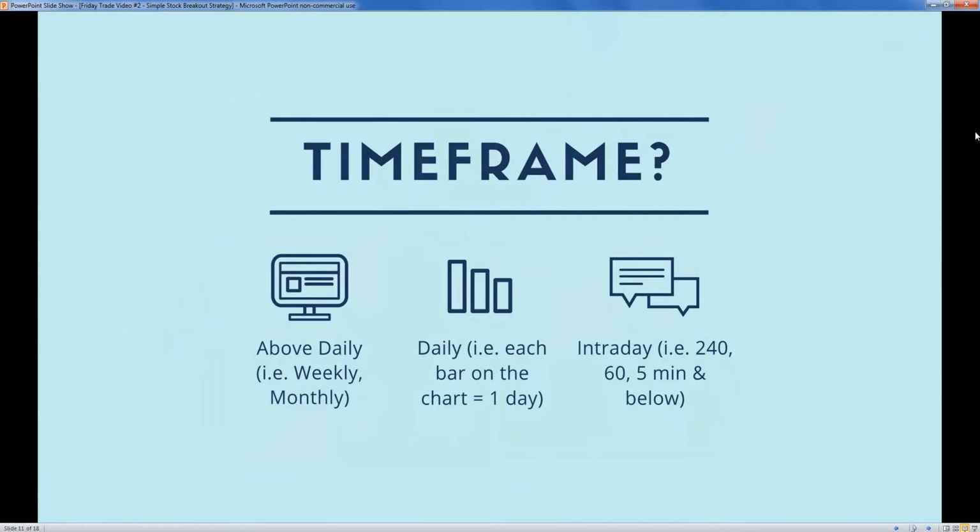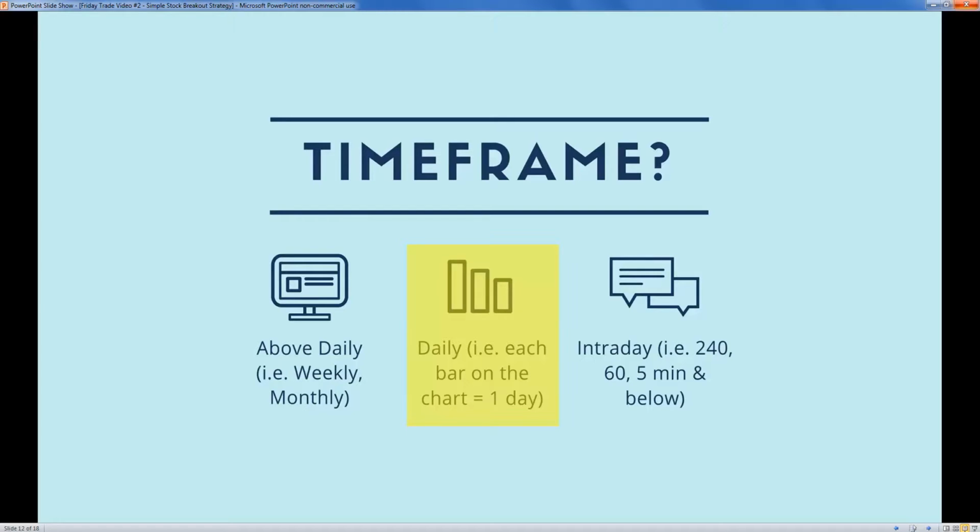Next, let's decide on our time frame. Let's place a trade in the daily chart for this example. The good news is that this same simple breakout strategy method works for trades in any time frame. So you can use what you learn here to trade the weekly, daily, and intraday time frames of your choice.